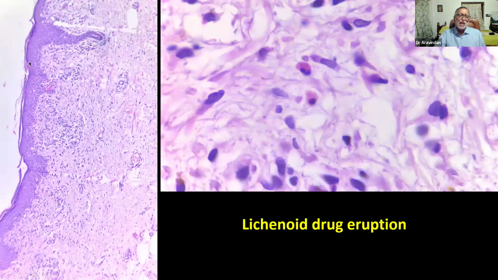Then in lichenoid infiltrates, if you find plenty of eosinophils, it's always good to ask for history of drug eruptions. Many drugs can produce drug reactions, particularly of the lichenoid type. So lichenoid drug eruption is another differential you should look for. Always look for eosinophils. If there are plenty of eosinophils, it's quite likely that there is a drug behind it.